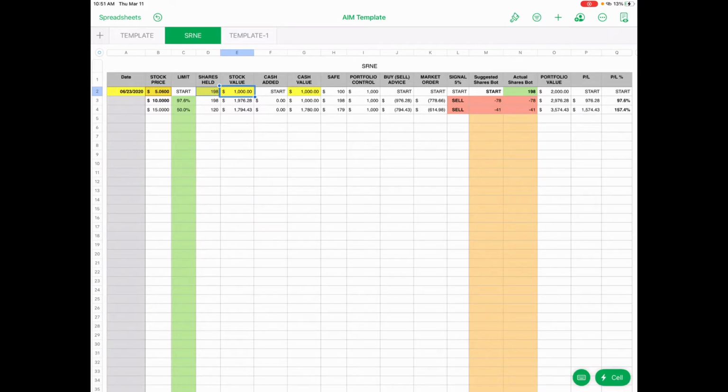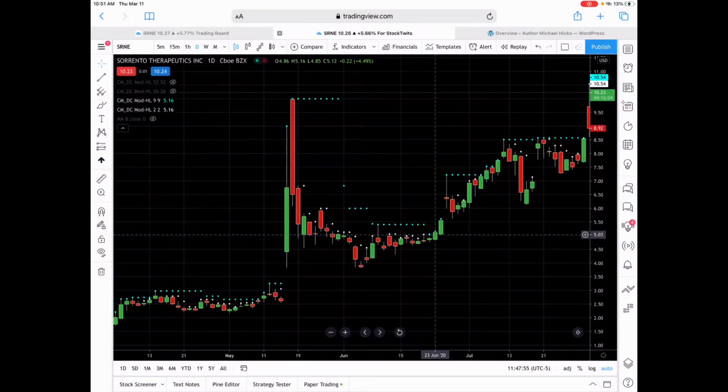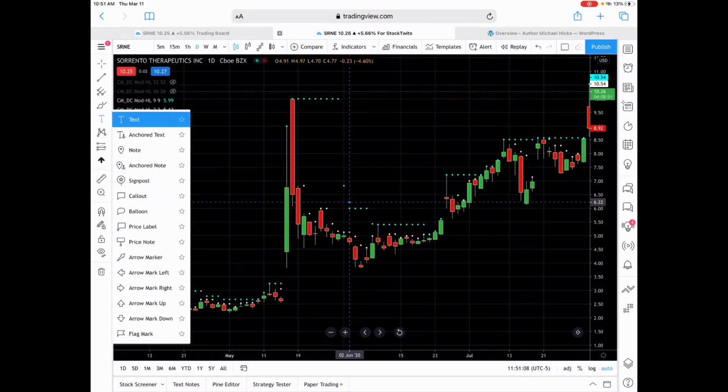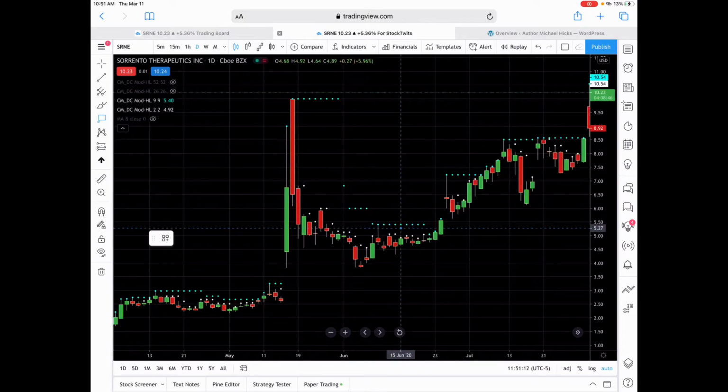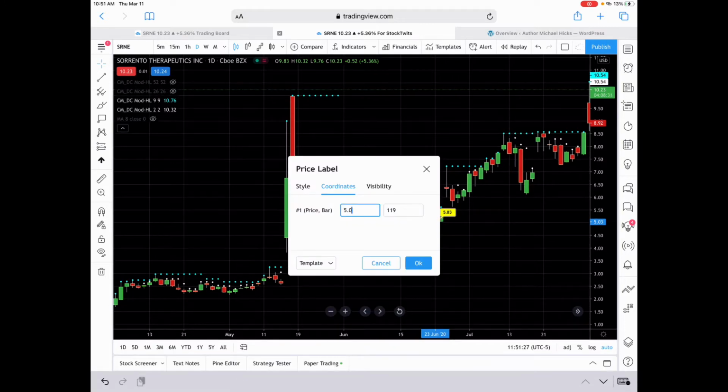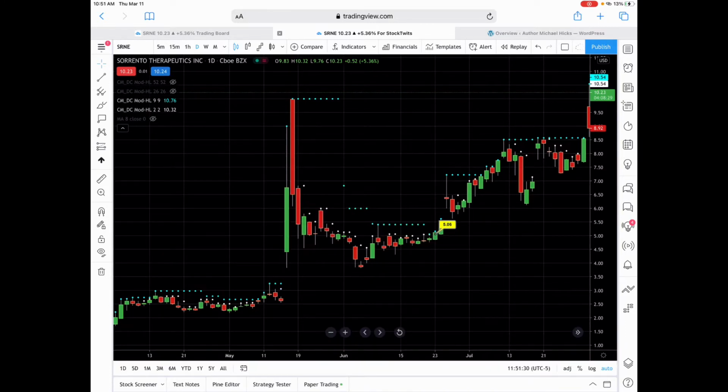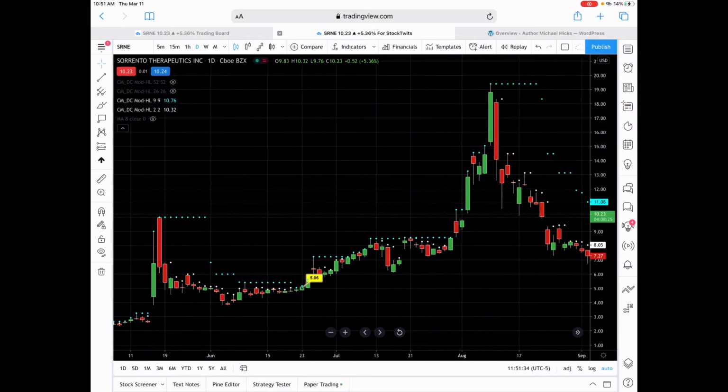Okay, but anyway, so we have this noted in here. Now what I do to keep track of things in TradingView, I go over here to text and price label, and I go over here to where we made our entry. Okay, and for entries I just make it a yellow label and I set it to that. Okay, so that shows where we've entered.